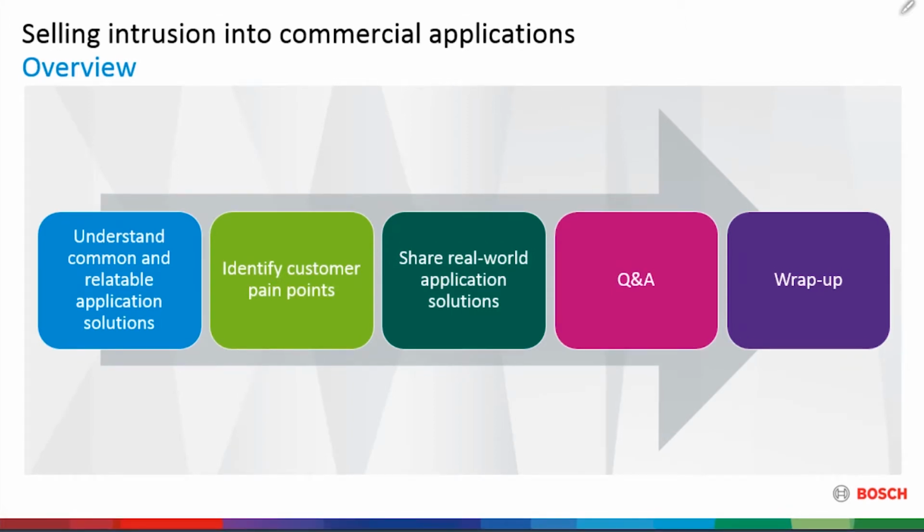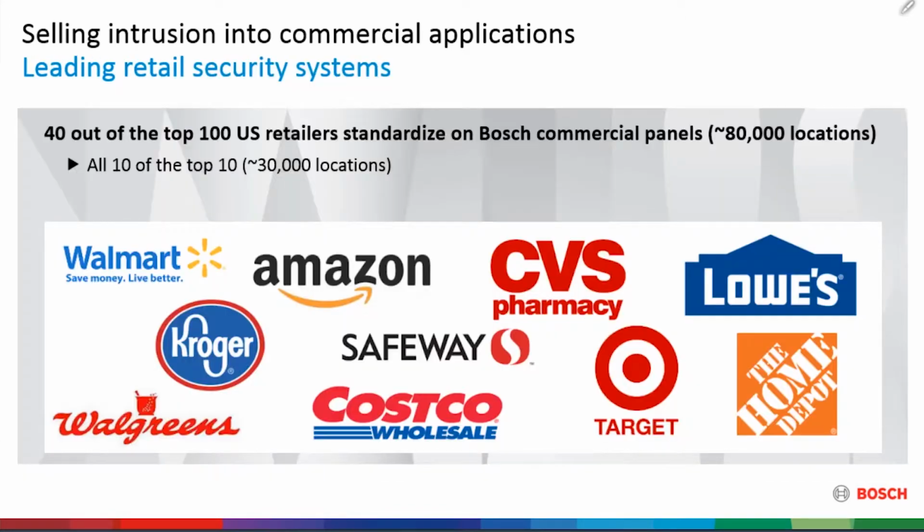Well, who is Bosch? How do we know all this? How do we think that we're an expert in commercial applications? Did you know that 40 out of the top 100 U.S. retailers standardize on Bosch commercial panels for their locations? That's over 80,000 locations. All 10 of the top 10 Forbes 500 retailers in the U.S. standardize on Bosch commercial control panels in all of their locations. So if you see this list of companies here, all of these companies standardize on Bosch.